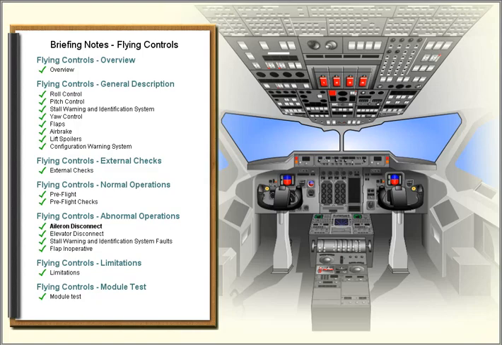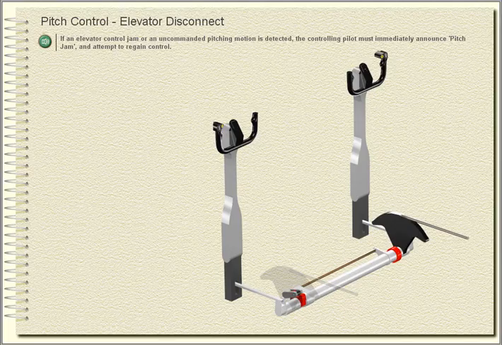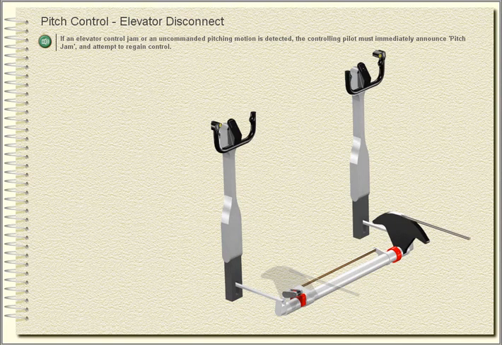The next section will look at an abnormal operating condition in pitch control. Pitch control. Elevator disconnect. If an elevator control jam or an uncommanded pitching motion is detected, the controlling pilot must immediately announce pitch jam and attempt to regain control.